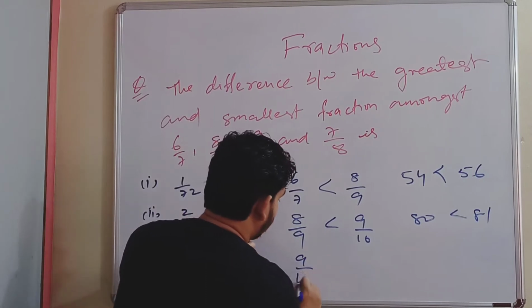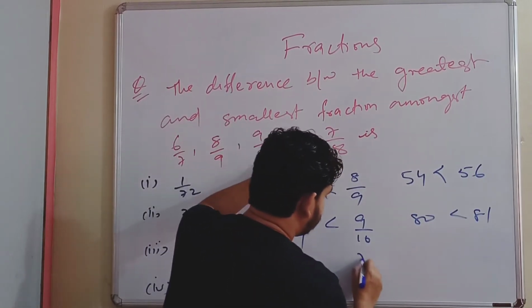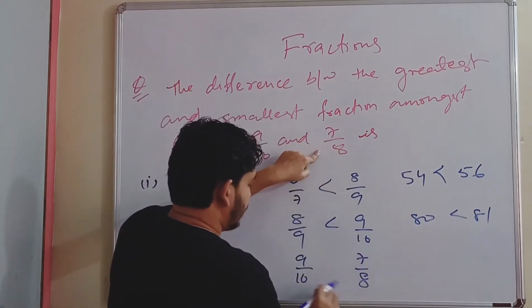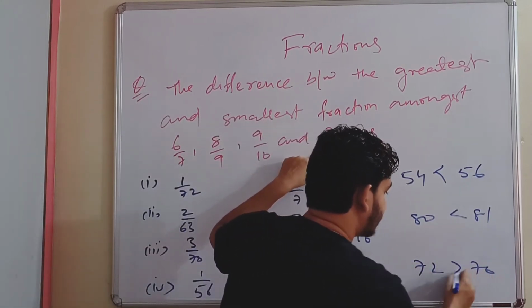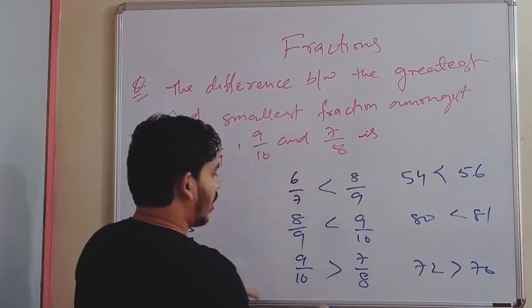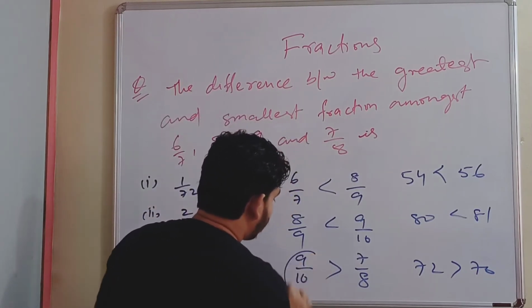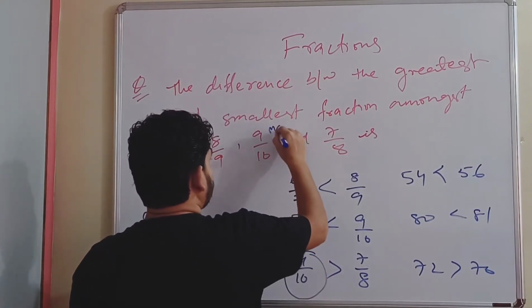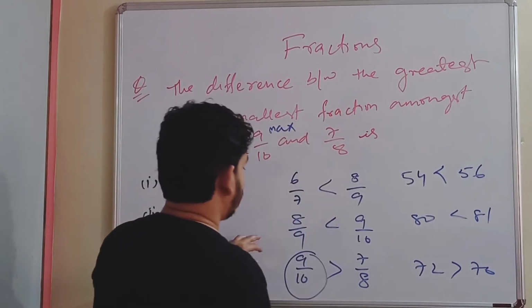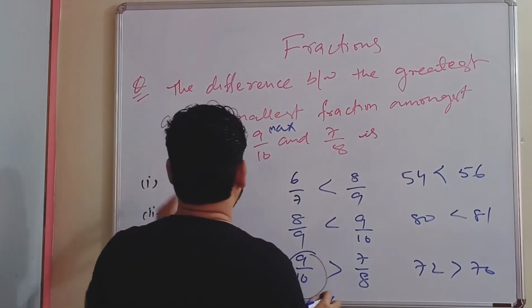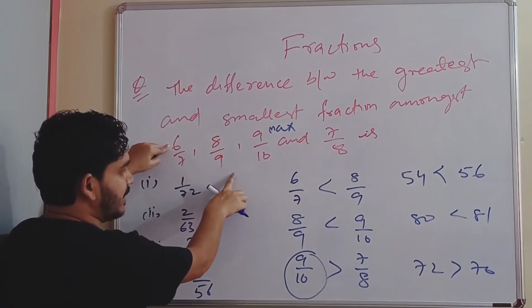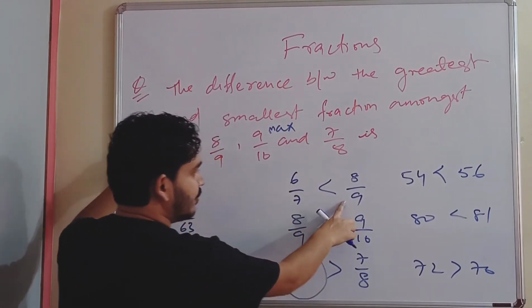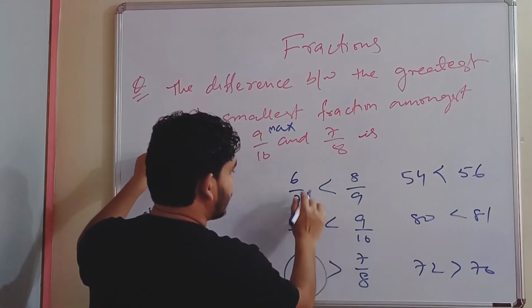Between 9 by 10 and the last, 7 by 8. 9 8s are 72, 10 7s are 70. So this is greater. So among all these, 9 by 10 is the max one. And then taking the least one, we have to find the least. Between 6 by 7 and 8 by 9, which one is the least? This is the least.